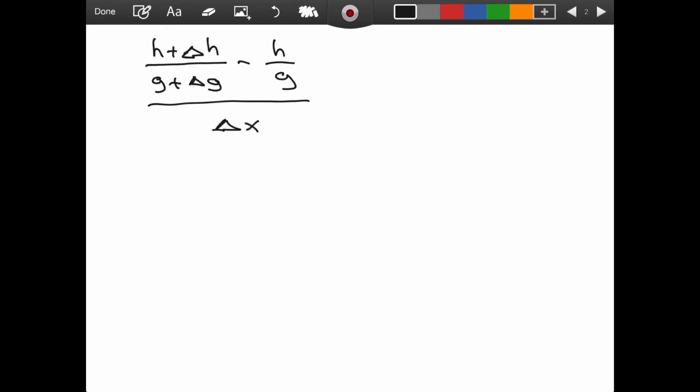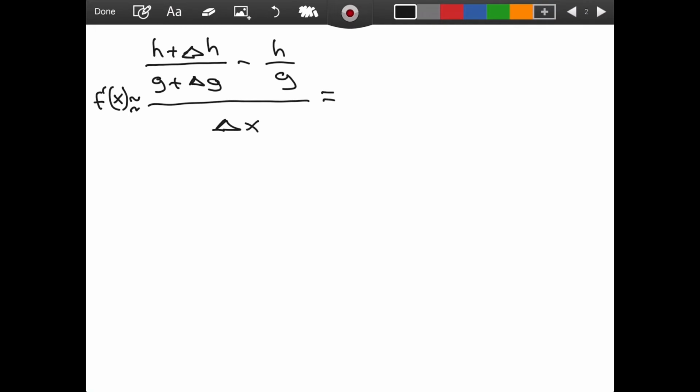Now notice that since I didn't put a limit in front of this expression, this won't be equal to the derivative of f of x. This won't be equal to the derivative of our quotient, but it will be approximately equal to the derivative. And at the end, when we take the limit as delta x approaches 0, this will be exactly equal to the derivative.